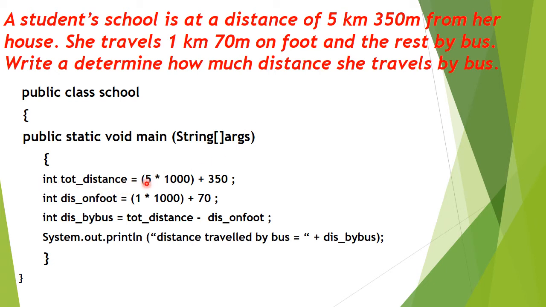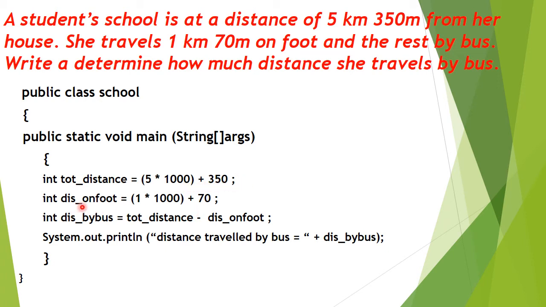Total distance is equal to 5 into 1000, kilometer into meter I will convert, and then plus 350. 350 meter is already given here. So total it is 5 into 1000 plus 350. In this way we can find out the total distance in the form of meter.